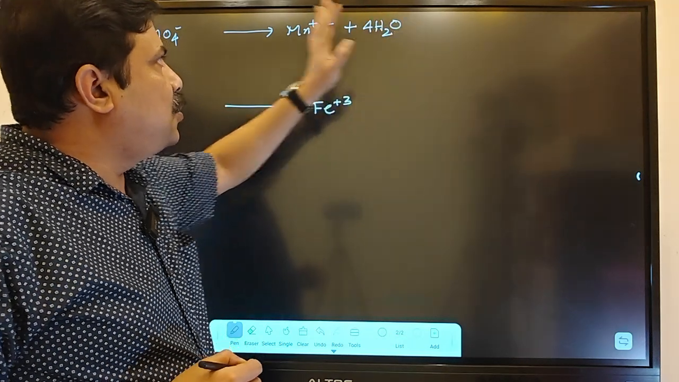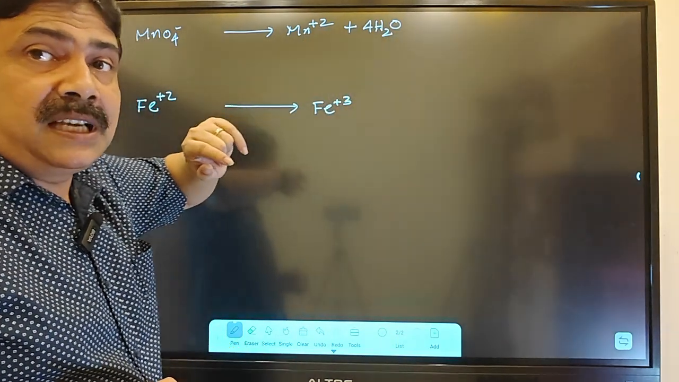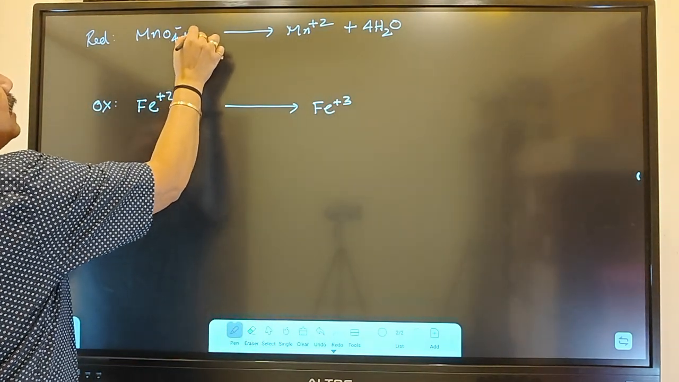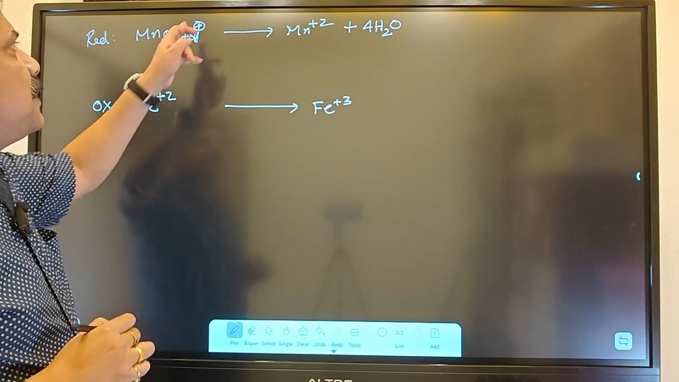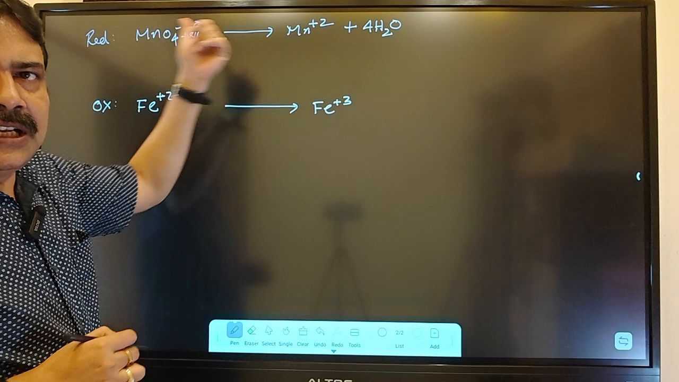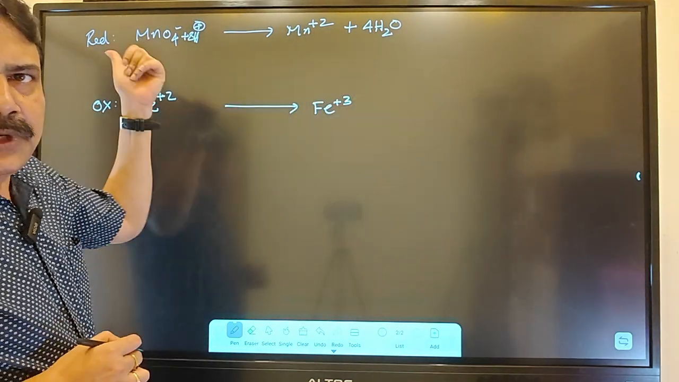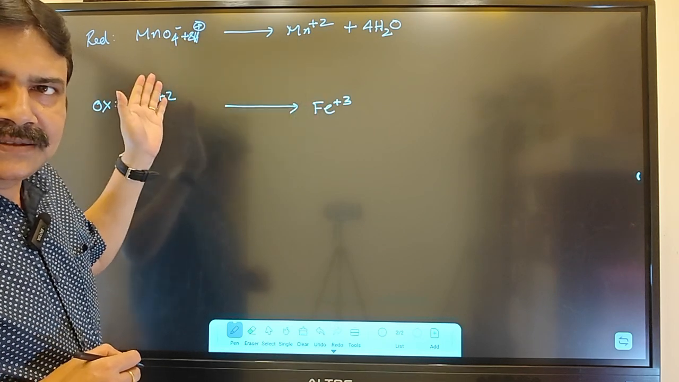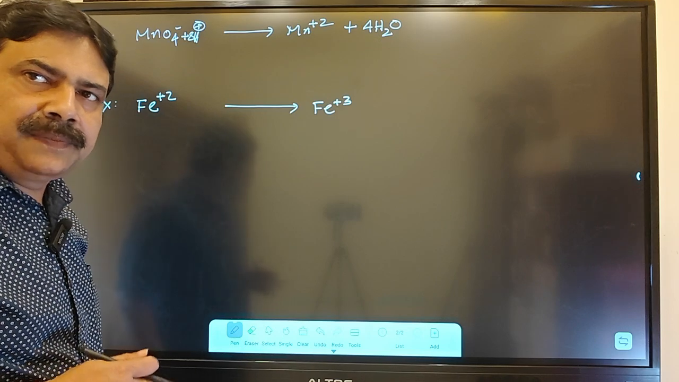Now on both sides 4 oxygen atoms are there, but on the right side 8 hydrogen atoms are there. So for that purpose, I am writing 8H plus. Because I need to balance in an acidic medium, I write 8H plus. How many hydrogens on the product side? 8. Then on the reactant side you will write 8H plus. If H2 is there on the reactant side, then on the product side I need to write that many H plus. Point is clear? Okay.